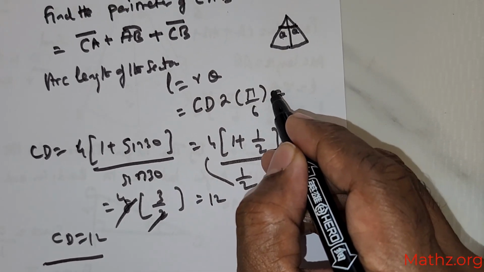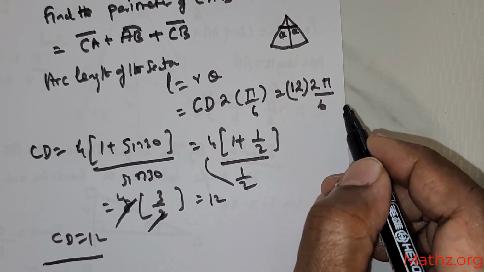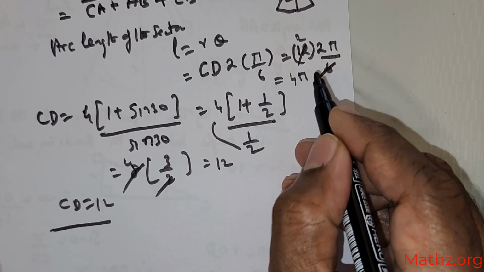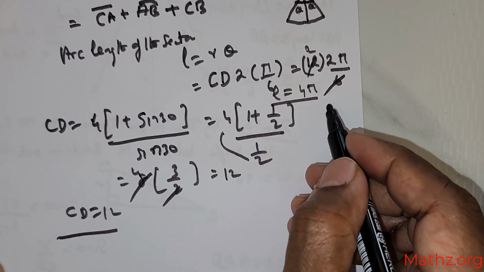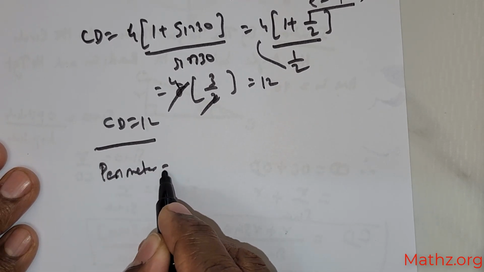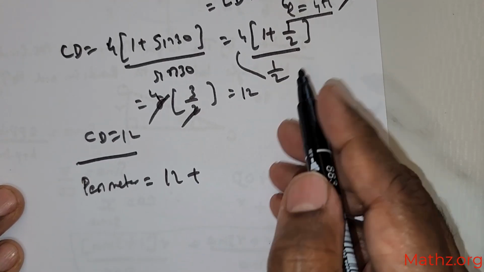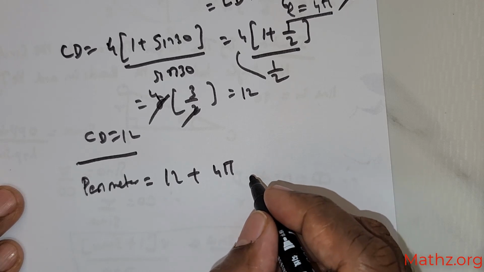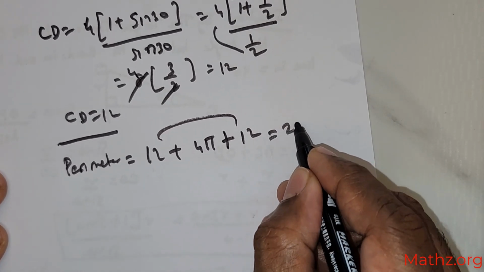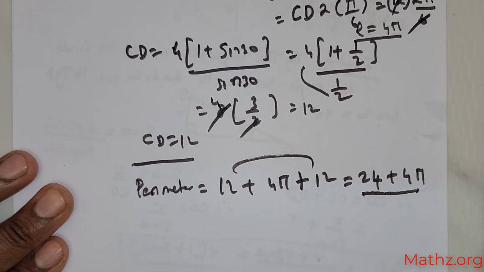So coming over here, you have 12 units times 2 times pi divided by 6. So 6 divides 12. 2 times 2 is 4 pi. So arc length L is equal to 4 pi. So when it comes to perimeter, the value for CA is 12, the value for AB is 4 pi, and another 12. So you add these together, you get 24 plus 4 pi. So that's the solution for this question.